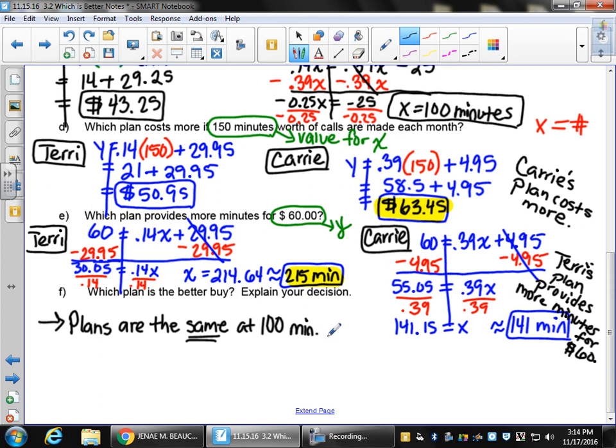So to give advice, we need to either substitute in a value more than 100 minutes or less than 100 minutes to give advice. Did we already do that? Yes, we did. In part D, it said which plan costs more if 150 minutes are made each month. 150 is bigger than 100. When we plugged in 150, Carrie was more expensive, cost more. So you would not recommend who costs more, you would recommend who costs less.